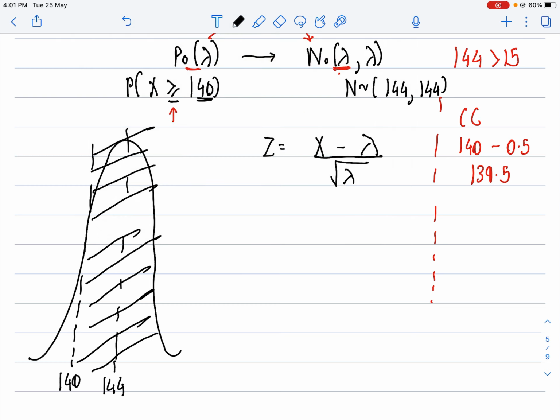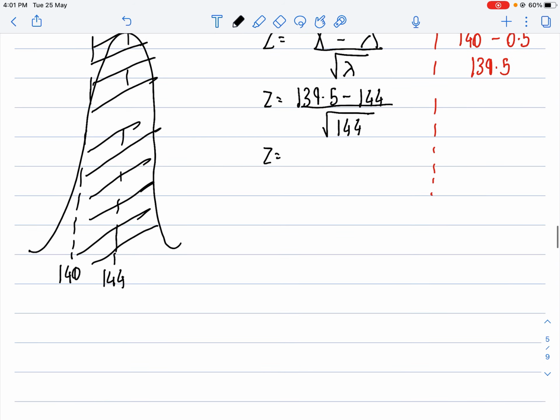So I can write z equals 139.5 minus the lambda, which is 144, over the root of 144. So 139.5 minus 144 over the square root of 144. When I do that, I get my value as minus 0.375. As you can see, we need more than that value, so we do 1 minus phi of minus 0.375.